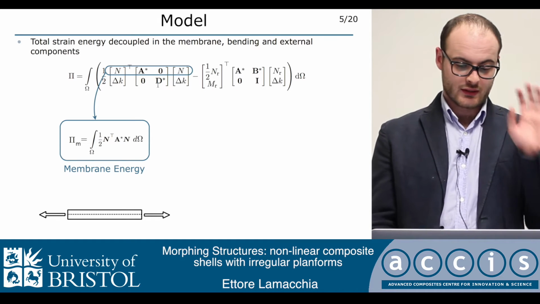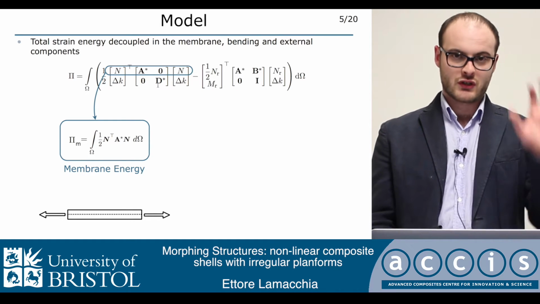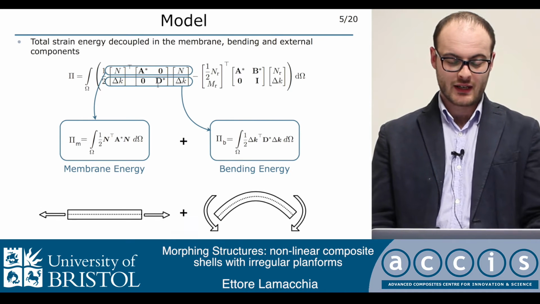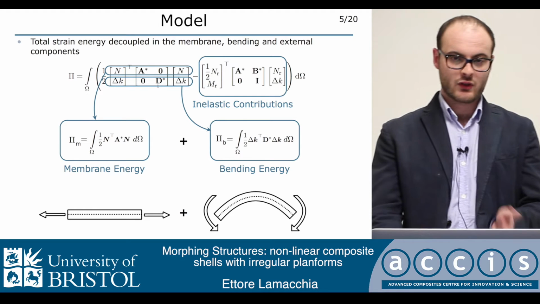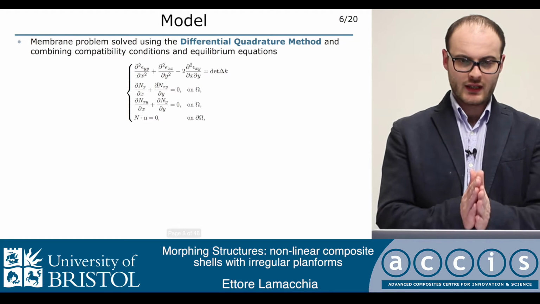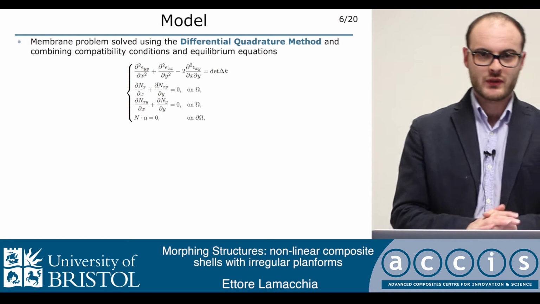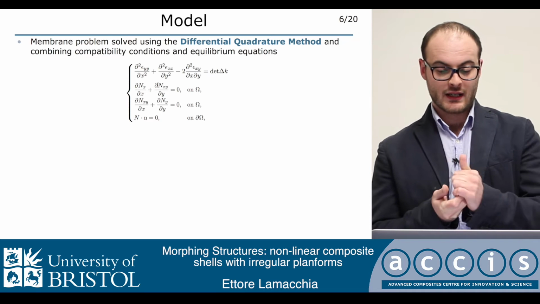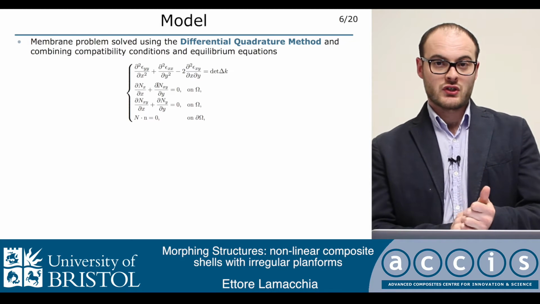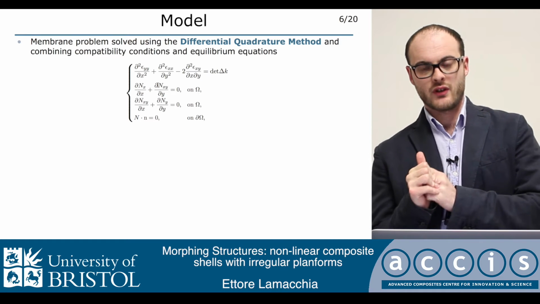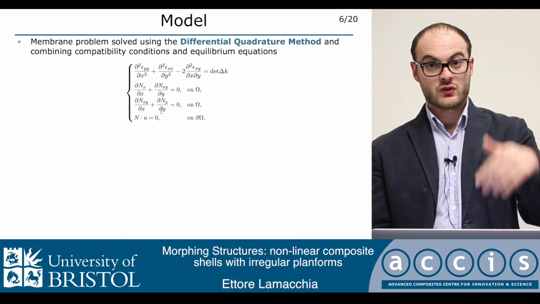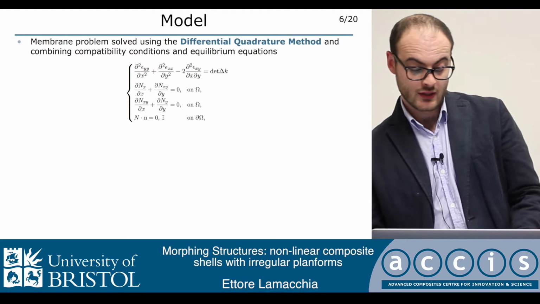And we get a linear combination of the membrane energies plus the bending energy and the inelastic contributions. And we do that because we can solve separately the two problems. And in particular, we solve the membrane problem combining the compatibility conditions, which link in-plane strains and curvatures according to the Gauss theorem egregium, and the in-plane equilibrium equations plus boundary conditions.